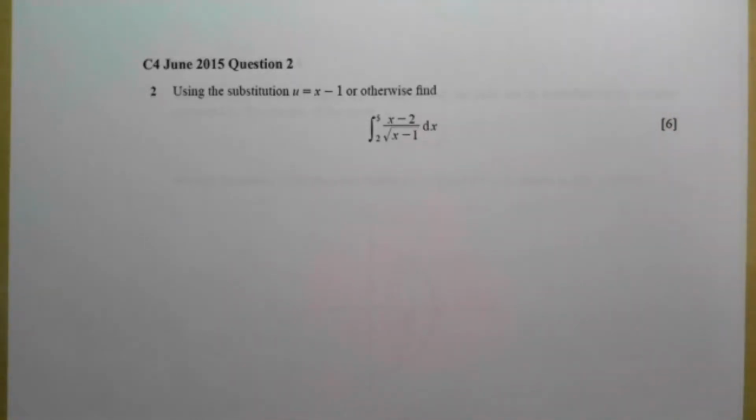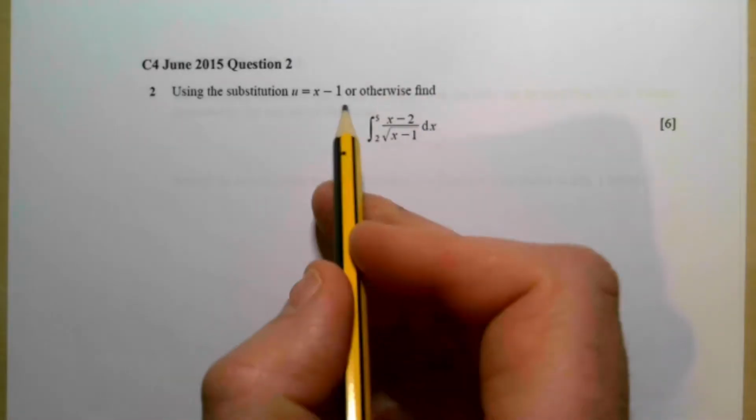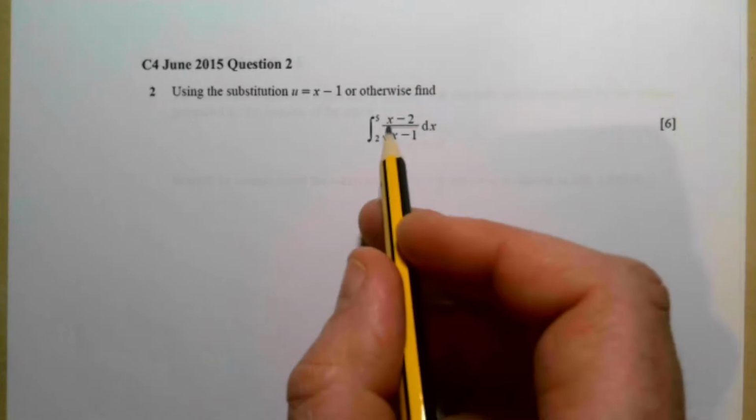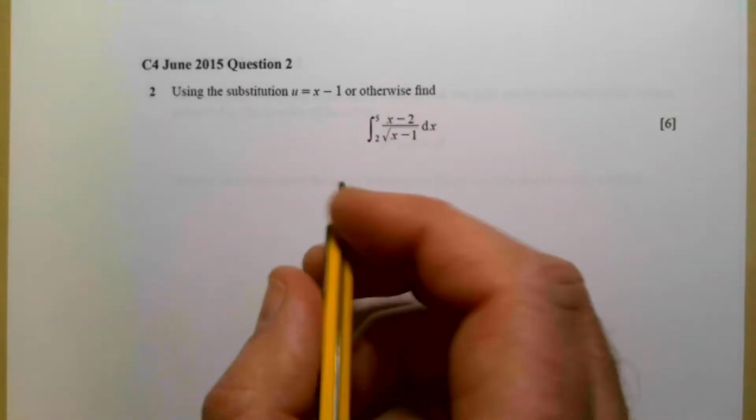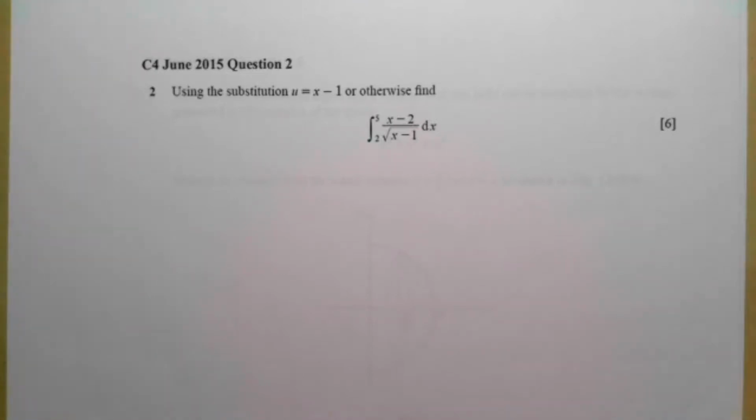This is CCEA A2 Pure Maths. We're doing some integration past paper questions. This is one from June 2015, question 2, and it's an integration by substitution one. It says using the substitution u equals x minus 1 or otherwise. It's generally good advice, I think, just to stick with what they've given you.